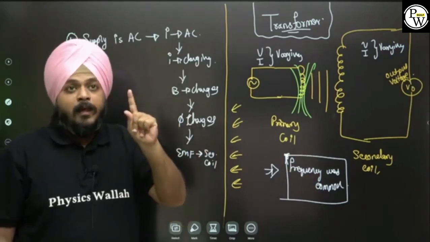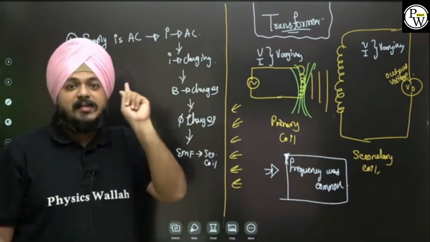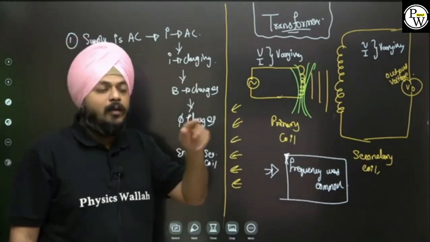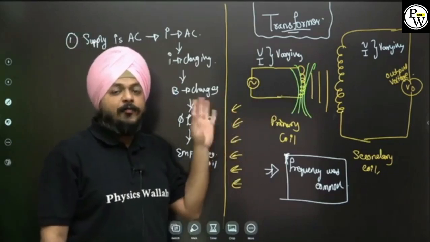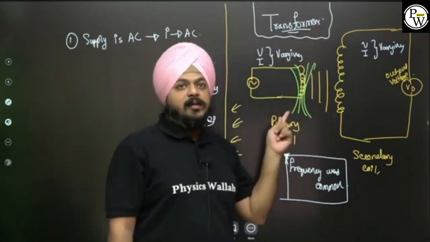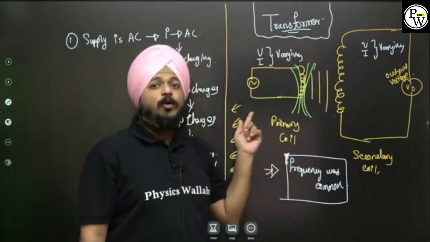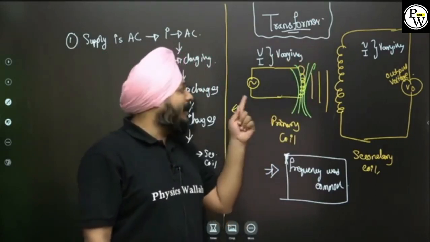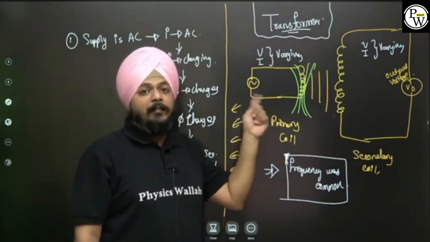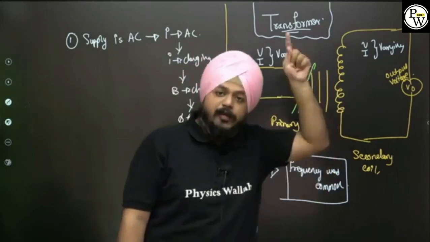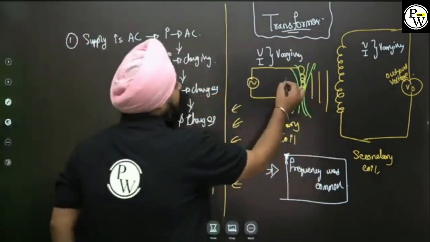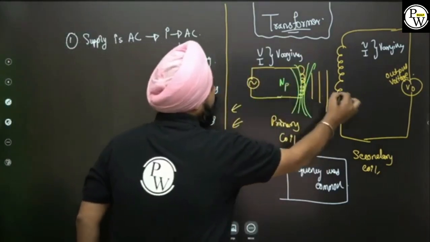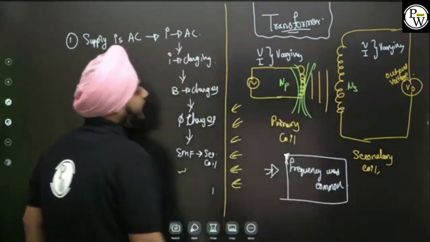Now, two types of transformers are there, step up and step down. On the primary side, low voltages are there. If you want to step up, this is a step up. If you want to step down, increase the number of turns on the primary coil and decrease the number of turns on the secondary coil. These are the number of turns of the coil on the primary side. These are the number of turns of the coil on the secondary side.